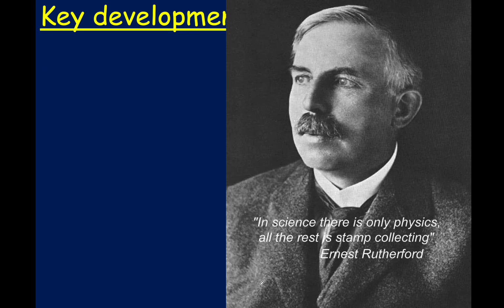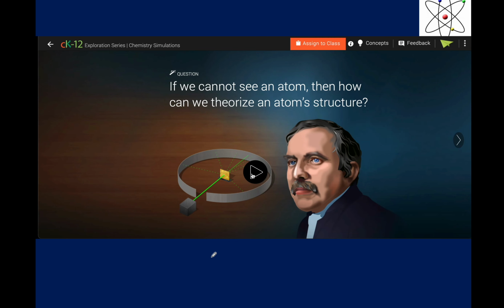This last gentleman, his name is Ernest Rutherford. He was a Kiwi. He worked out of Cambridge University, and he was ridiculously arrogant, as lots and lots of quotes from him show. There's only physics, the rest is stamp collecting. So while he was arrogant, he was also a really good scientist.